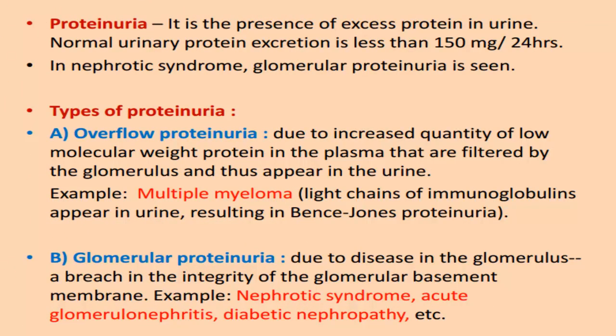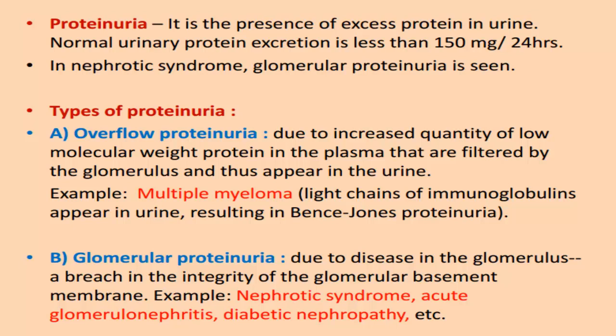Now we will discuss some important points of an asked question. What is proteinuria? It is the presence of excess protein in urine. Normal urinary protein excretion is less than 150 milligram per 24 hours. And in nephrotic syndrome, glomerular proteinuria is seen. So what is glomerular proteinuria? First, we should know the types of proteinuria. There are mainly 4 types of proteinuria: overflow proteinuria, glomerular proteinuria, tubular proteinuria, and post-renal proteinuria.